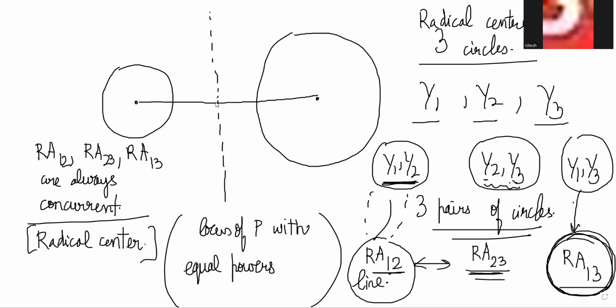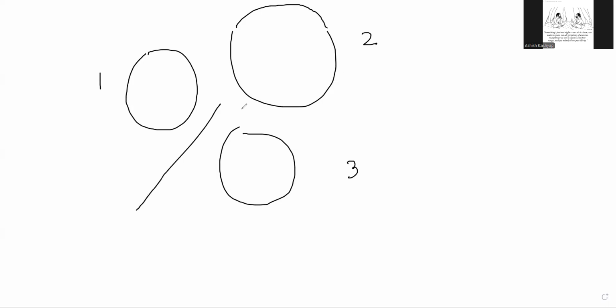Okay, suppose you have three circles, 1, 2, 3. The radical axis of these two is something like this, and the radical axis of these two is something like this, right? Any point on this line has equal power with which two circles? 2 and 3. Hitesh, are you understanding what I'm saying? Any point on this line has equal power with which two circles? 1 and 3.